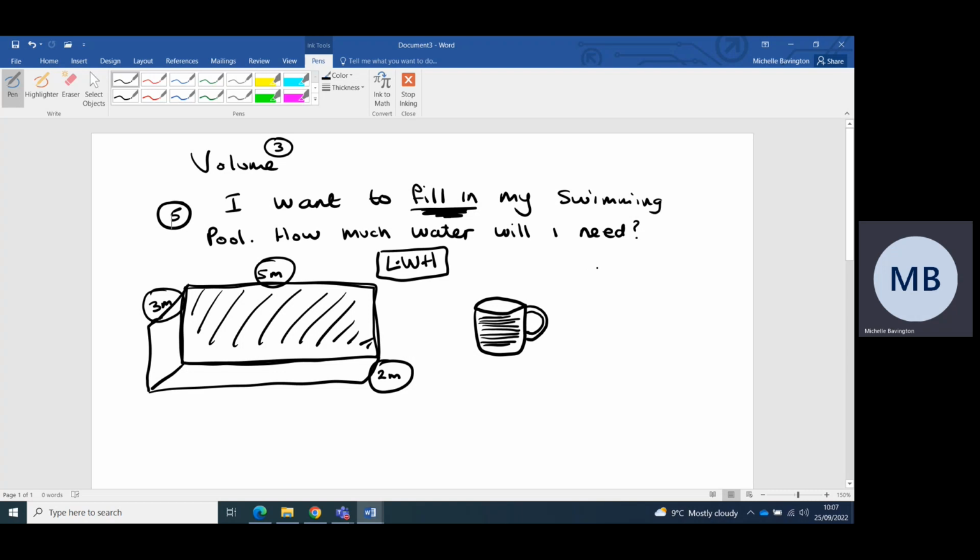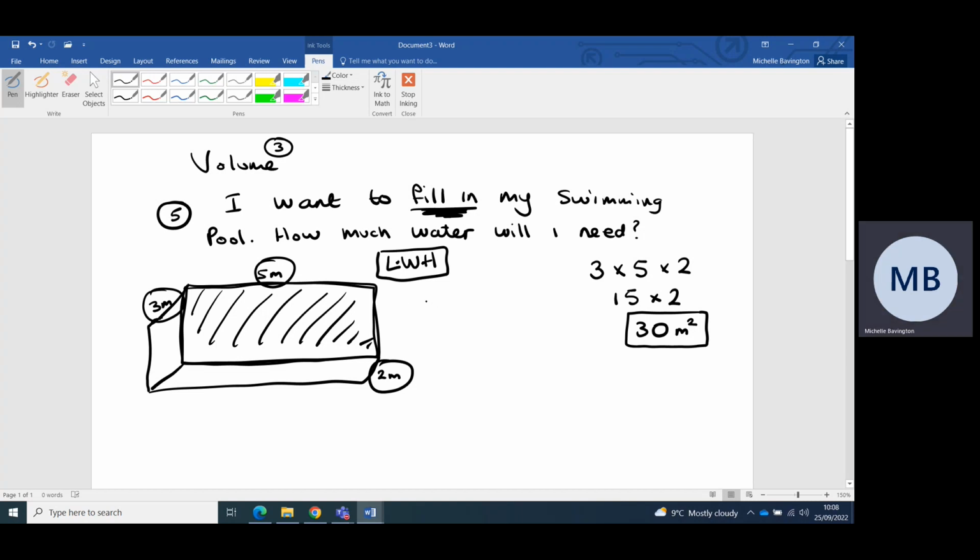So in this case, we've got 3 times, let me get rid of my cup because it's annoying me, 3 times the 5 times the 2. So 3 times 5 is 15 times by the 2, so it equals 30 meters cubed. So that's what we're filling. How much water will I need? Well, you've got to fill up 30 meters cubed.